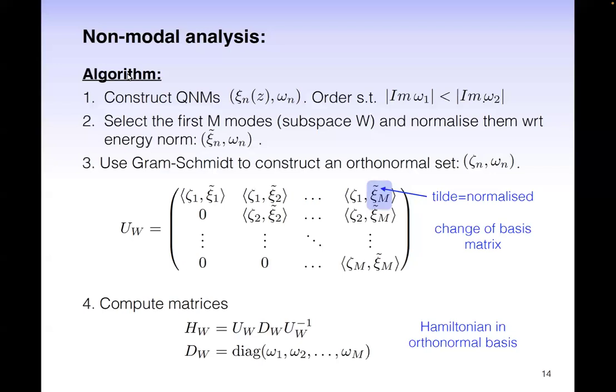Okay, so this is the modal analysis. Now we want to do a non-modal analysis on top of that. So here we want to compute, as I said earlier, the growth curve and the optimal perturbations. And this is the algorithm of how to do it. So the first step, which is essentially what we did on the previous slide, is to construct quasinormal modes, psi n, omega n, as a function of the setup, and then order them in terms of the smallest imaginary part of their frequency. That's the first step. The second step is to restrict ourselves to the first n such modes.